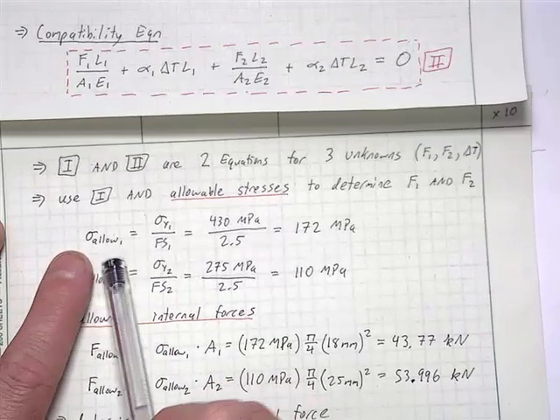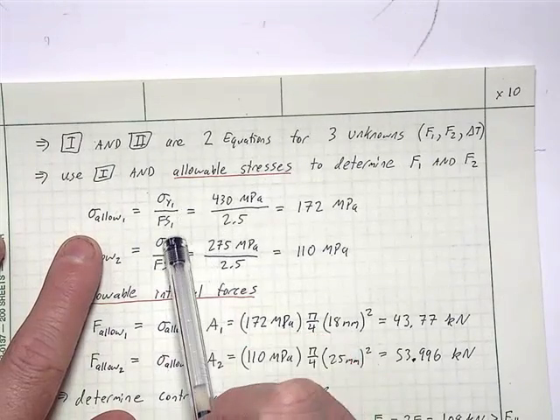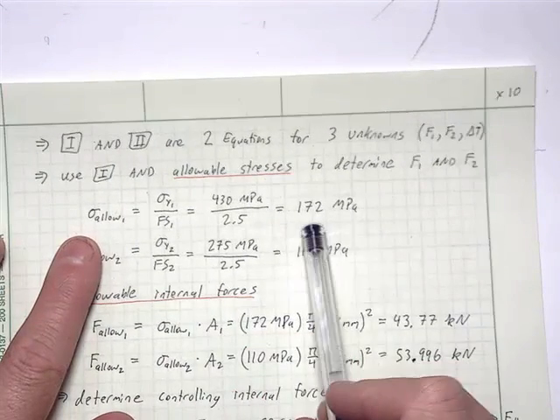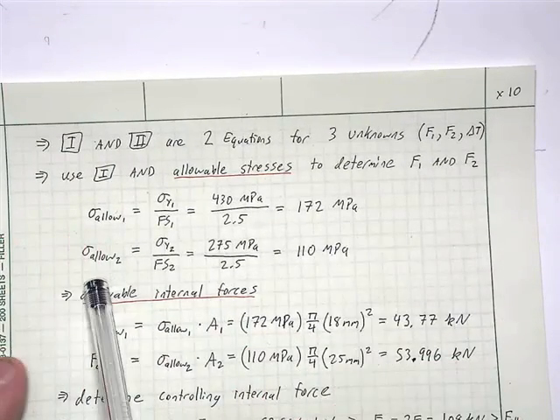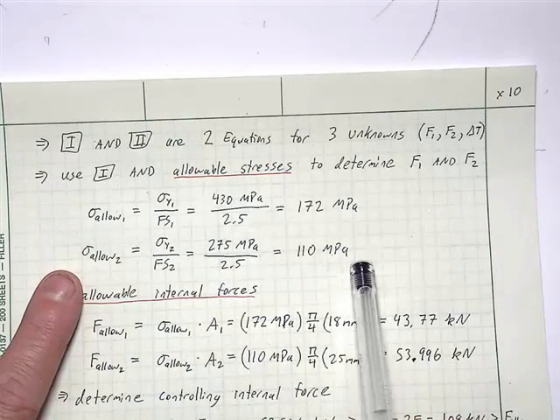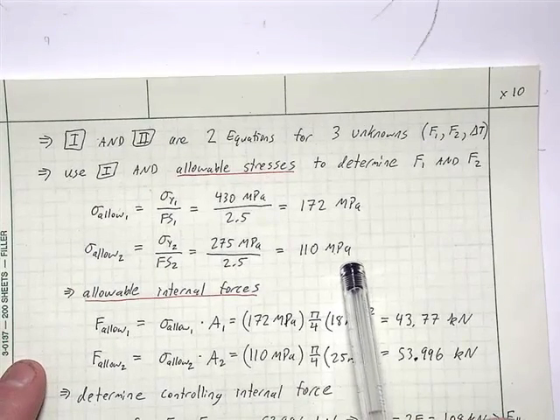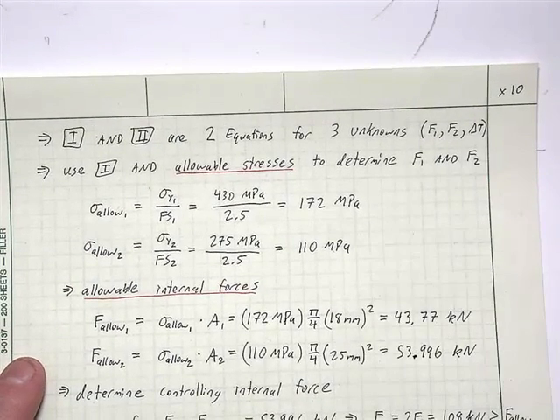Here we have the allowable stress in 1 is given by its yield strength divided by its factor of safety. And that turns out to be 172 megapascals. And the allowable stress in 2 is its yield strength over its factor of safety, so 110 megapascals. So those are the allowable normal stresses.